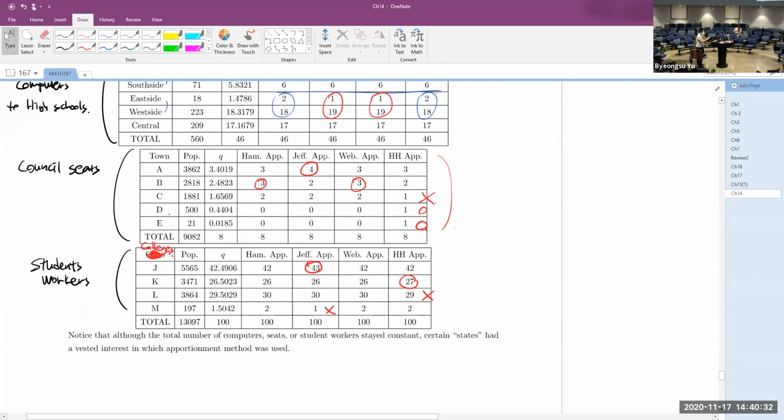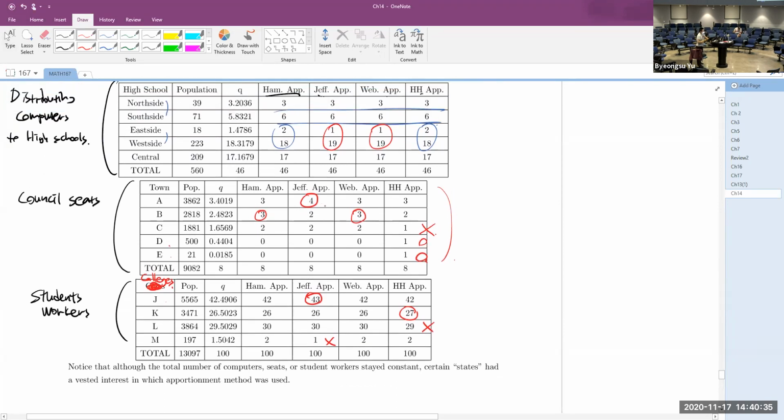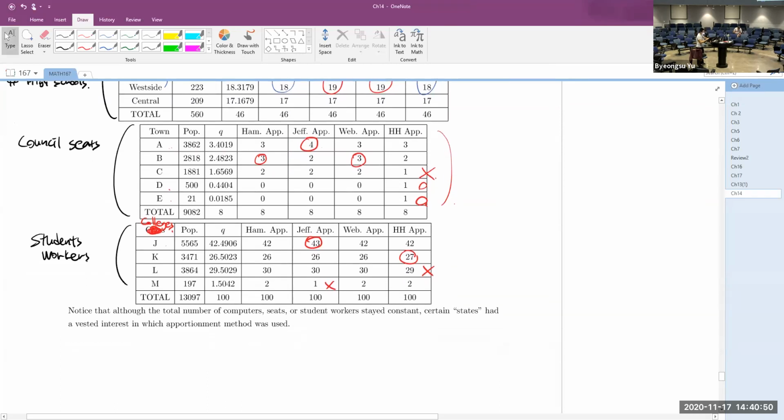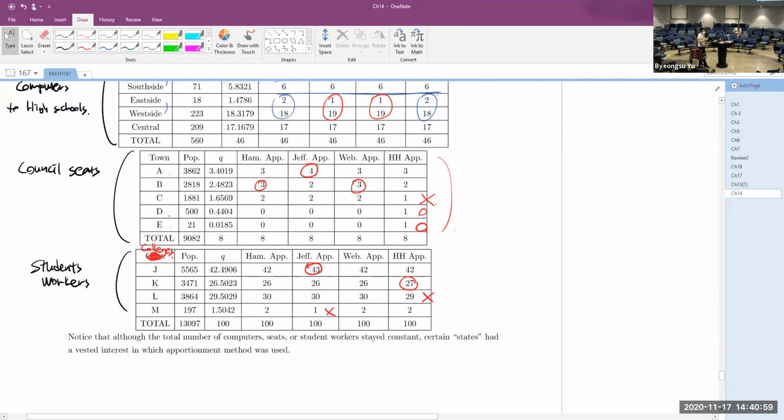So you can see that usually Jefferson apportionment is much more preferable for large states because, in the second example, the largest state is town A, and town A gets the most seats when they use Jefferson apportionment. And in the case of student workers, College J again has the largest population, but they got the most seats from the Jefferson apportionment. So it is not always the rule, but it is kind of a tendency that large states prefer Jefferson apportionment, but small states prefer the Hill-Huntington apportionment or others, right?